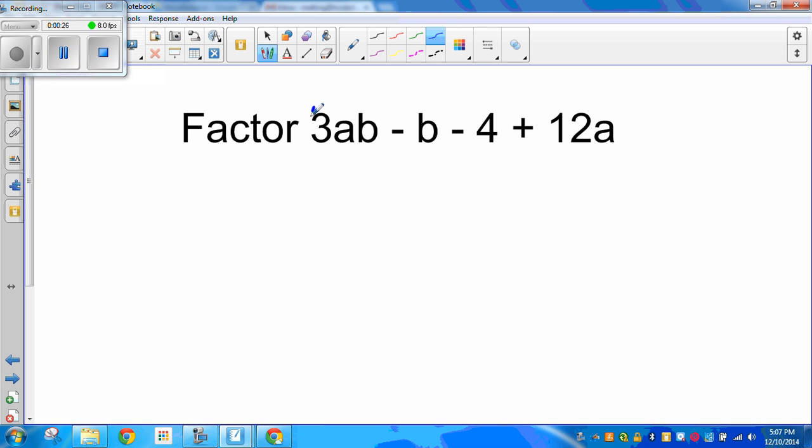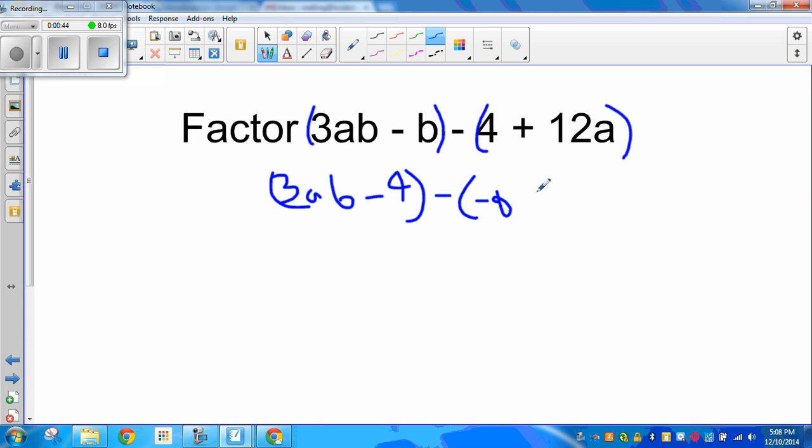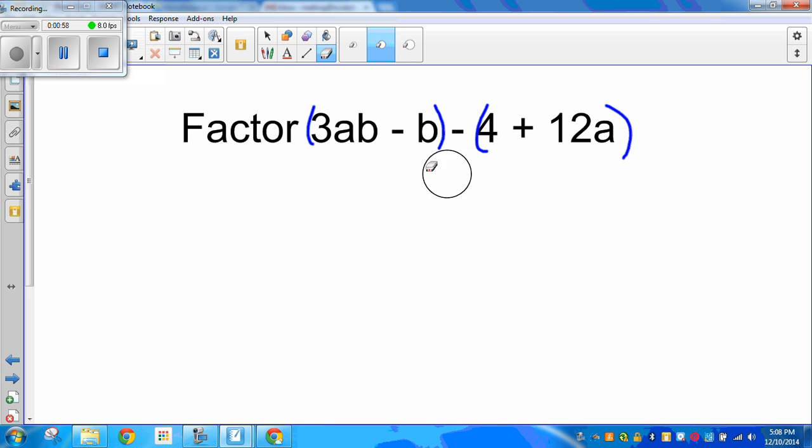And here's the thing. I'm just going to guess where to put my parentheses for now. I'm going to put them around these. I might have to rearrange some things and try it. For example, I could do it this way as well. I could do 3ab minus 4 parentheses minus negative b plus 12a. I could do it that way instead. The commutative property allows me to do that. But I'm going to stick with one and try it, and if that doesn't work, I'll try another way. So let's try this first way.